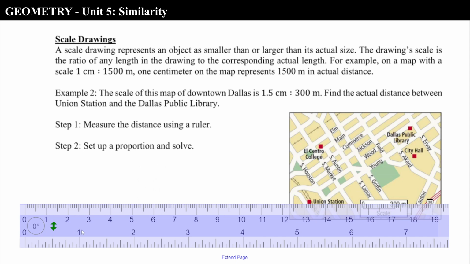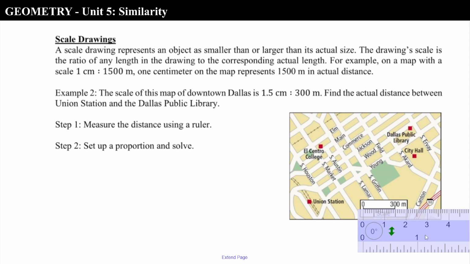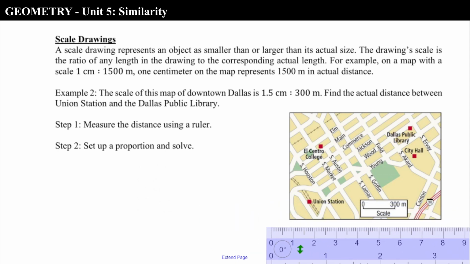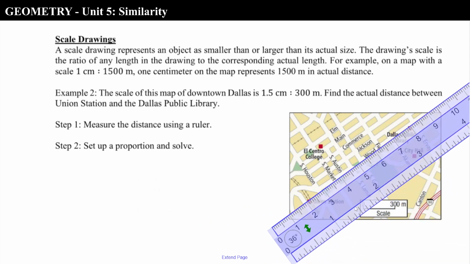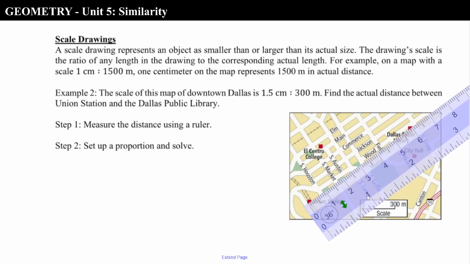So here I've got my ruler. I'm going to drag my ruler over and verify that the scale is indeed 1.5 centimeters to 300 meters. Now that I have that verified, I'm going to rotate it so that I can find the measure between Union Station and the Dallas Public Library. It looks to be about 6 centimeters. So now that we know the length is 6 centimeters, I'm going to set up my proportion.